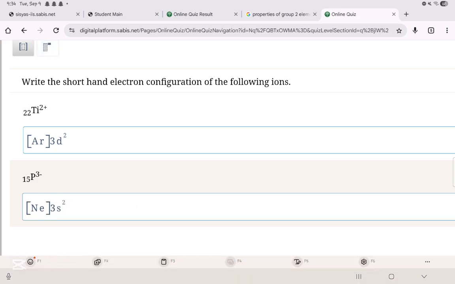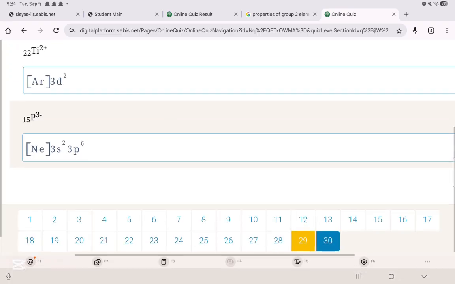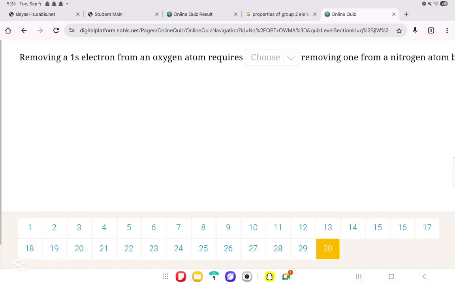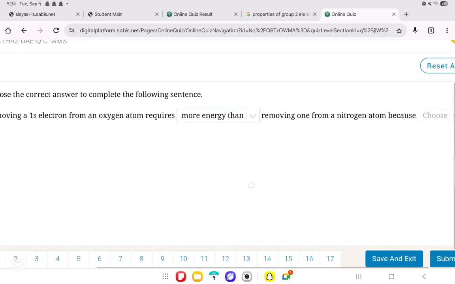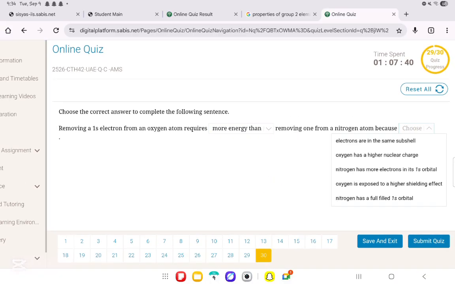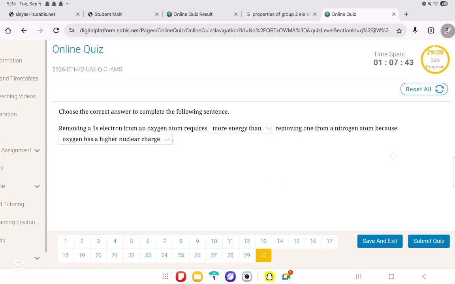So neon, 3s2, 3p6. And now finally, question number 30. Removing a 1s electron from oxygen requires more energy than from nitrogen. Why? Because oxygen has a higher nuclear charge. The higher nuclear charge means there are more protons, which means there's a greater, stronger attraction. And due to the stronger attraction, it's harder to remove a 1s electron.